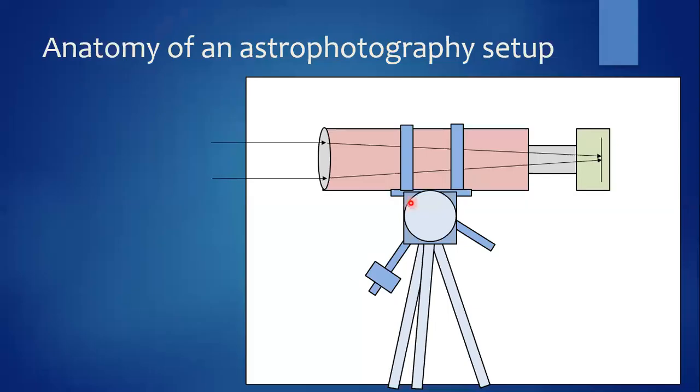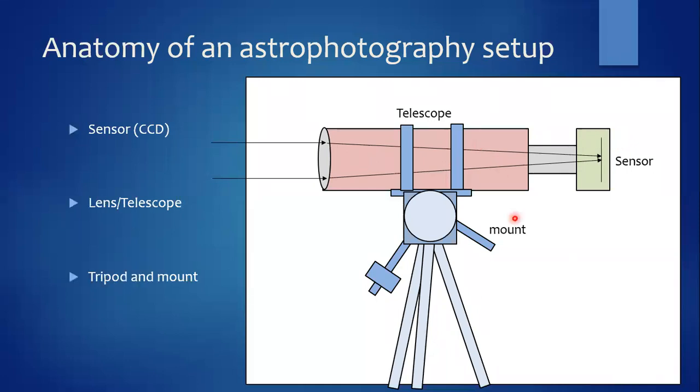So about telescopes and such. Now, here is a very basic diagram of an astrophotography setup. To capture the light of the celestial objects, we need first a sensor, a lens or a telescope, and a mount and a tripod. So basically, the light that is coming from any object will be magnified by the telescope or the lens, and we will collect it on the sensor. The mount is used to rotate our telescope to properly track the object in the night sky. We will discuss more about it later.